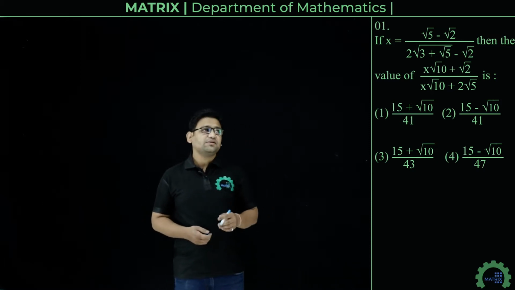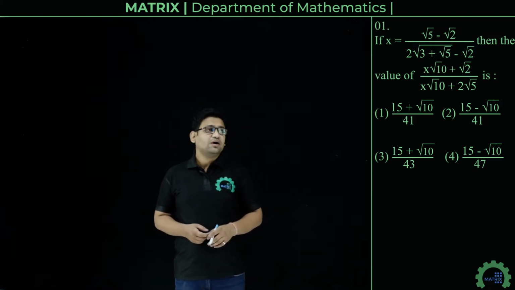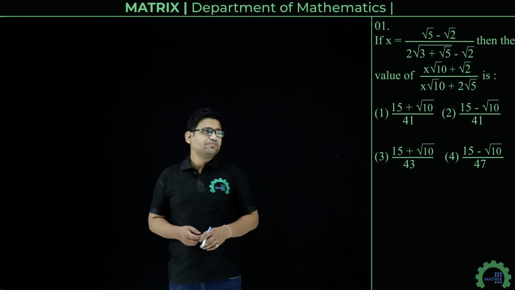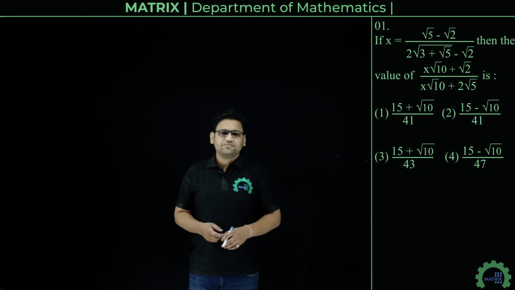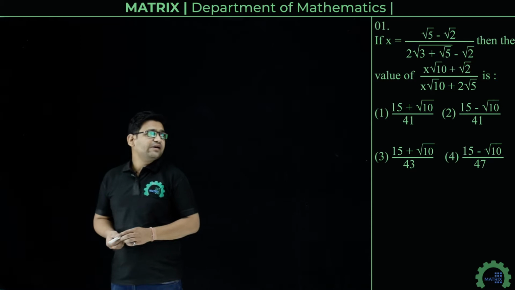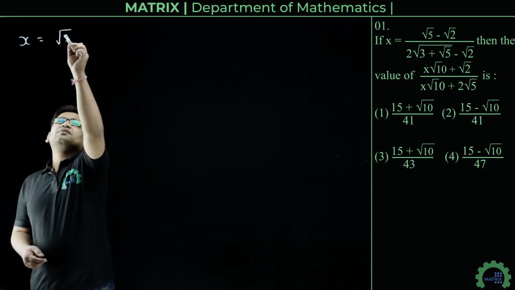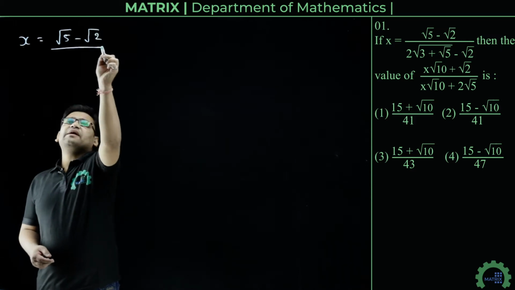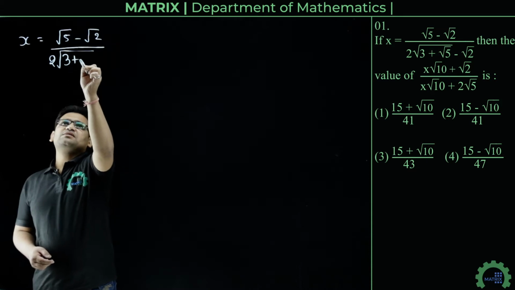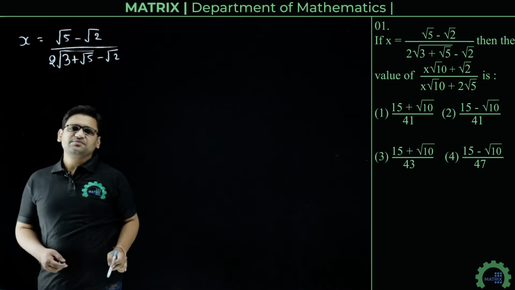So here is the first question. In this question we are given the value of x as root 5 minus root 2 divided by 2 times root of 3 plus root 5 minus root 2, and we need to find that value. So first of all we will simplify the value of x. So here x is root 5 minus root 2 divided by 2 times the square root of 3 plus root 5 minus root 2. This is the value of x.